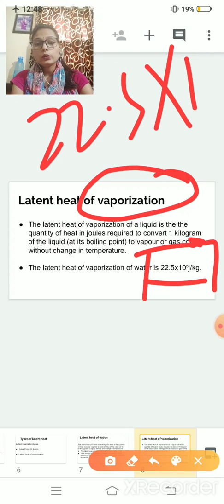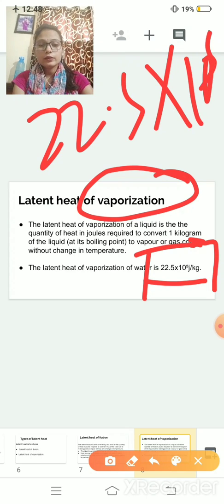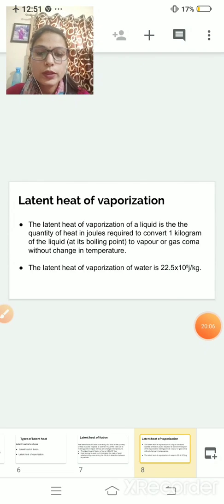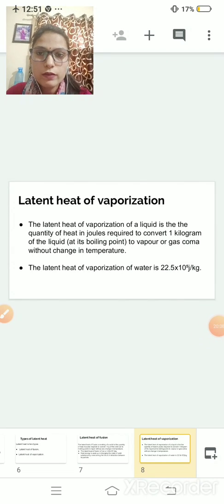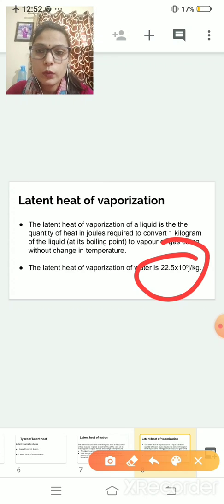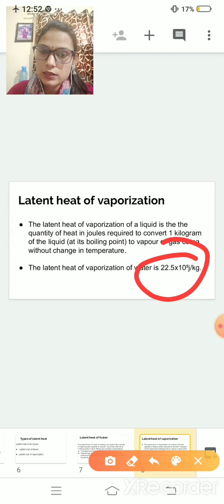22.5 into 10 to the power 5 kilojoule per kilogram. Clear? So it is 22.5 into 10 to the power 5 joule per kg. So this much amount of heat you will require to convert 1 kilogram of water into gas.